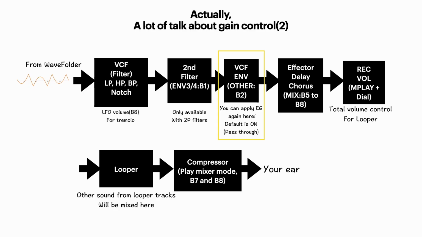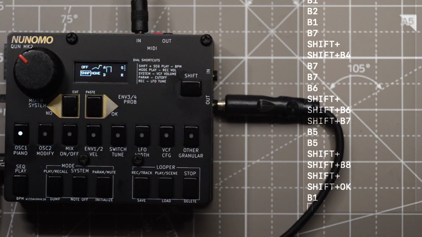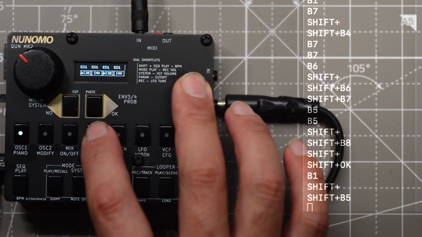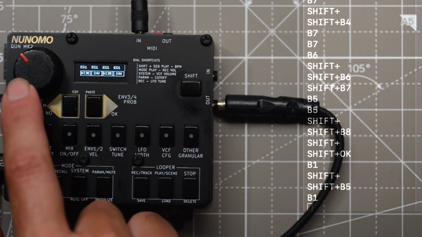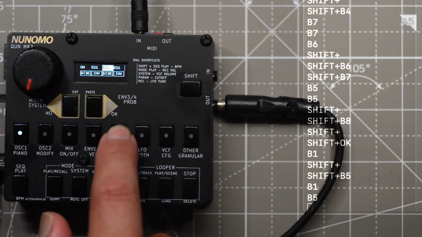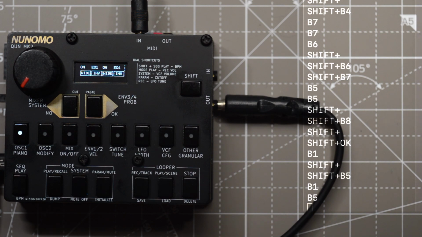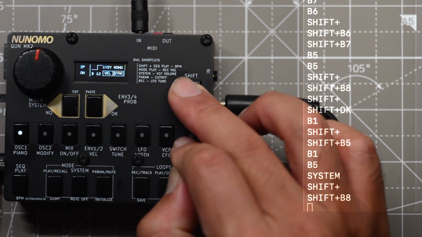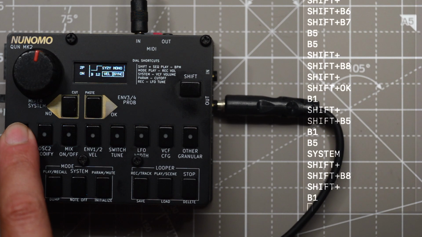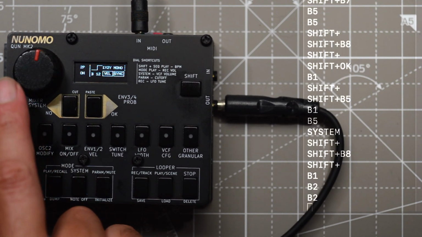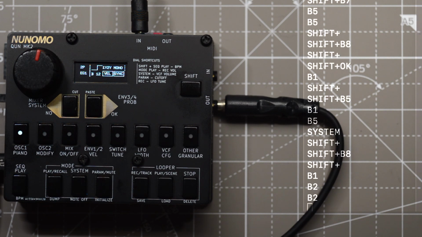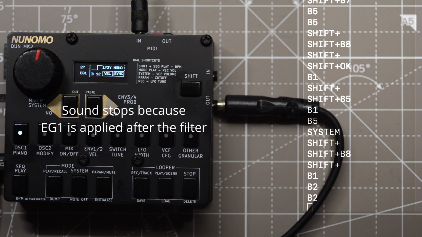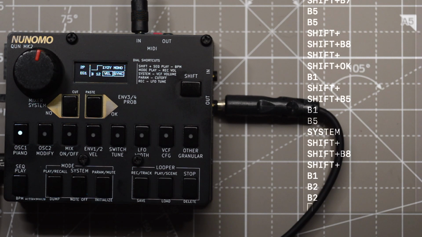So the next one is you can apply another envelope generator after the filter. So let's try. This thing is on, and then this thing is on. So now the sound is always ringing. And then if I go here, the default is on, but if I change it to easy one, then it stops, because this controls the envelope generator after the filter.